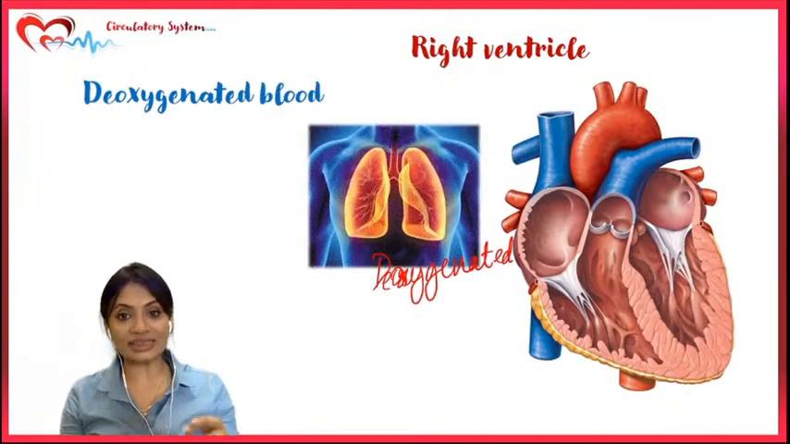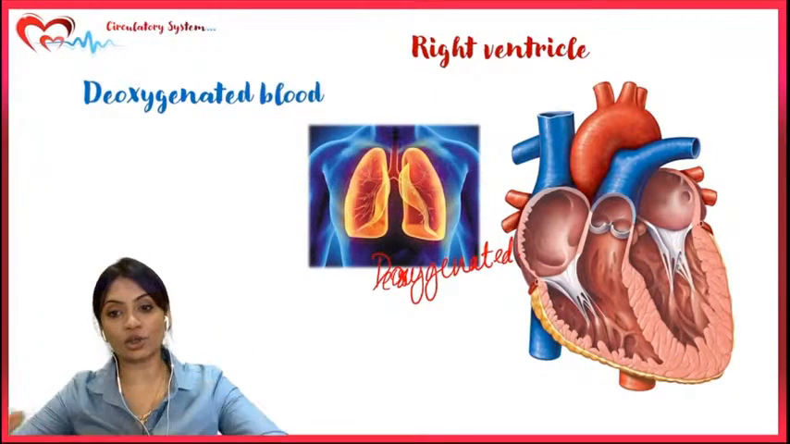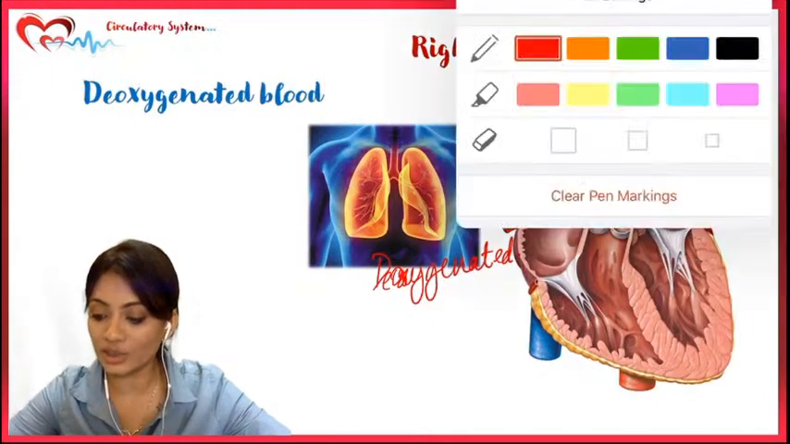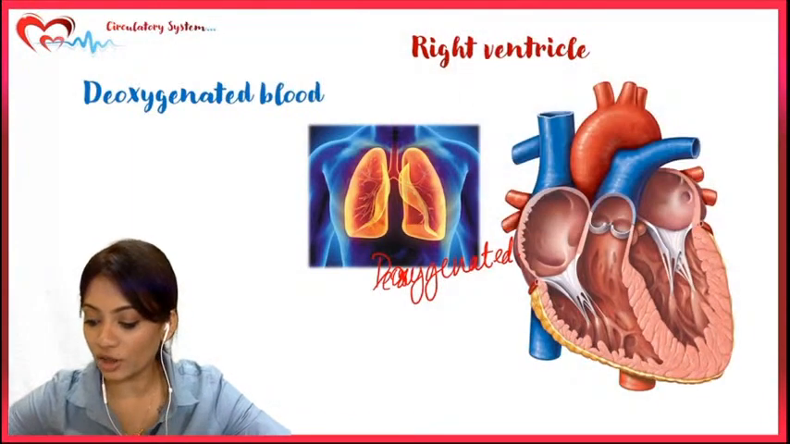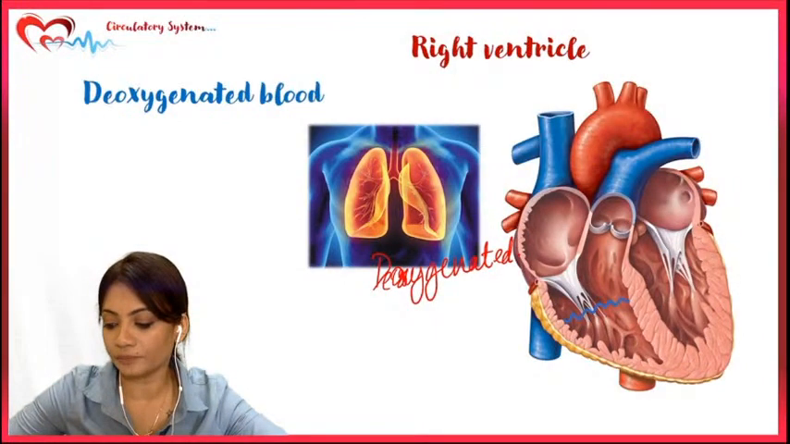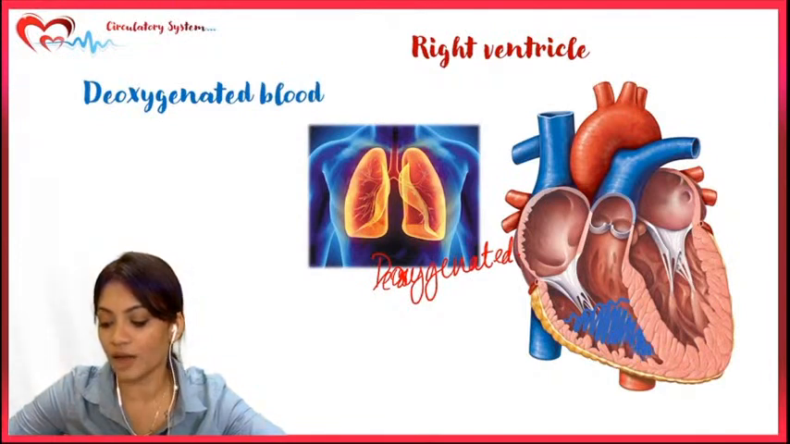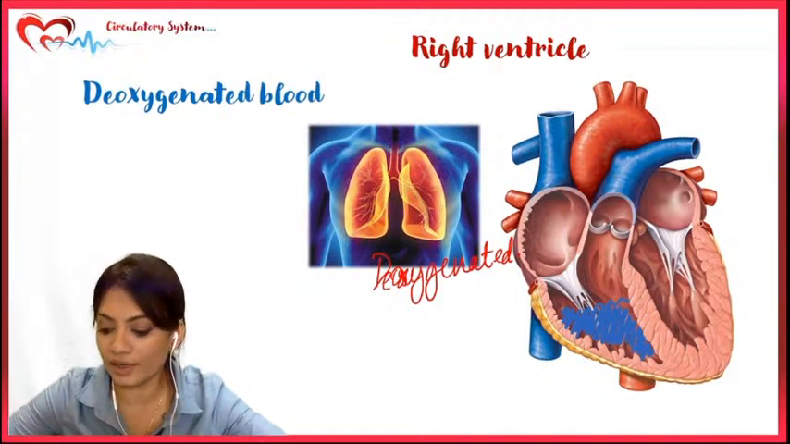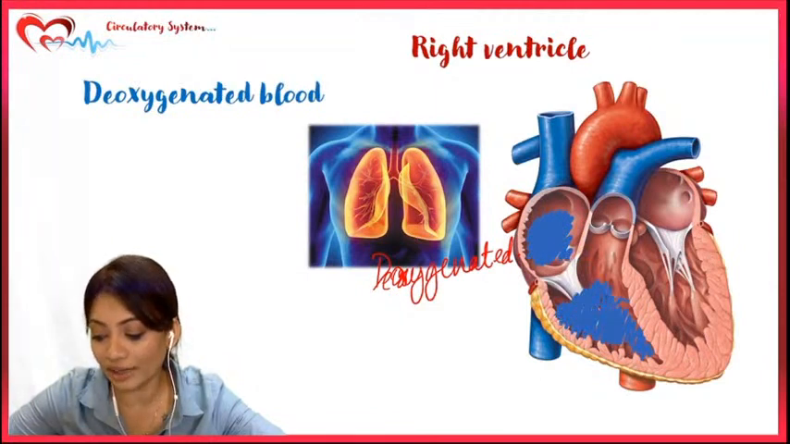And how is it taken towards the lungs? It is taken towards the lungs by the pulmonary trunk. Okay, so let's get working on that. Let's say there is deoxygenated blood filled here. All of this region is deoxygenated blood. Where did it come from? It came from the right atrium. So, from the right atrium, the deoxygenated blood has now collected into the right ventricle.